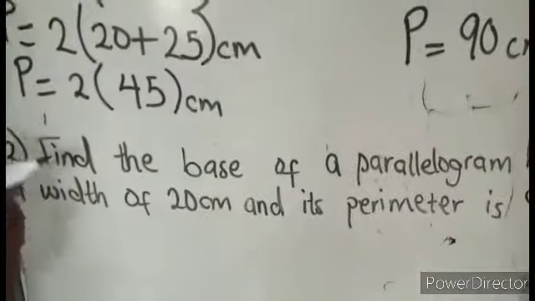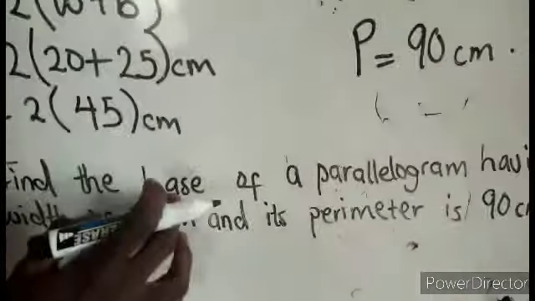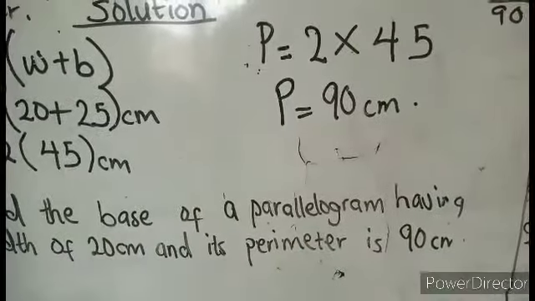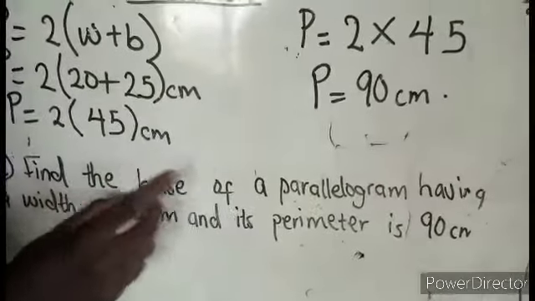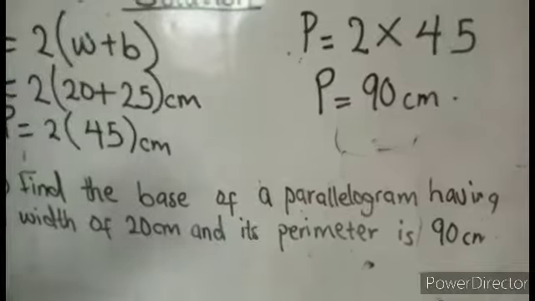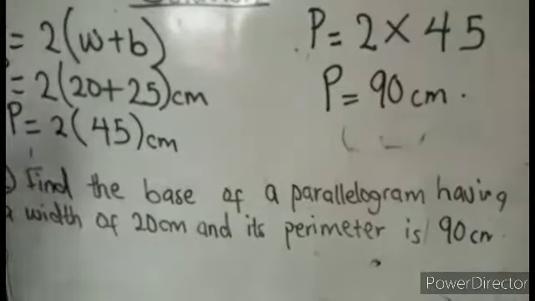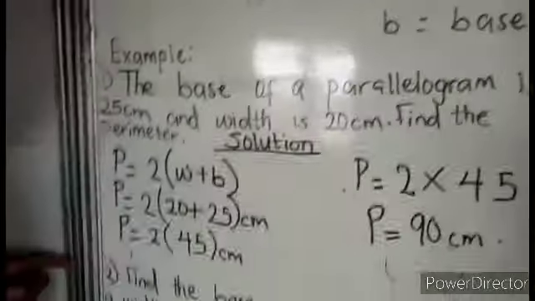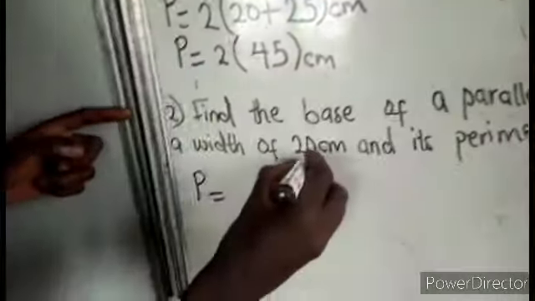In our second question, we have to find the base. In this case, we are looking for the base of a parallelogram having a width of 20 centimeters and its perimeter is 90 centimeters. Now we are looking for the base. We've been given the width and we've been given the perimeter. You don't need to be scared or afraid. We are still working with the same formula. So just write out the formula. P equals our solution.